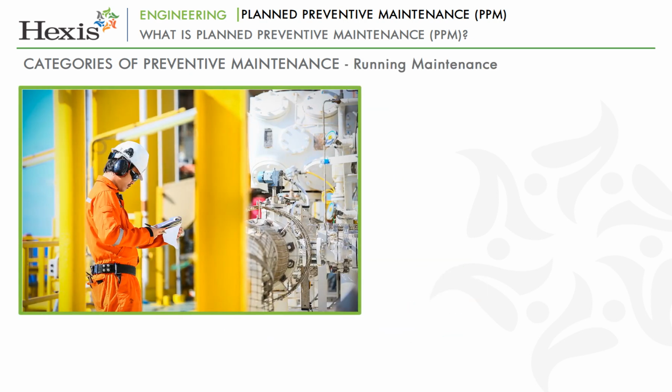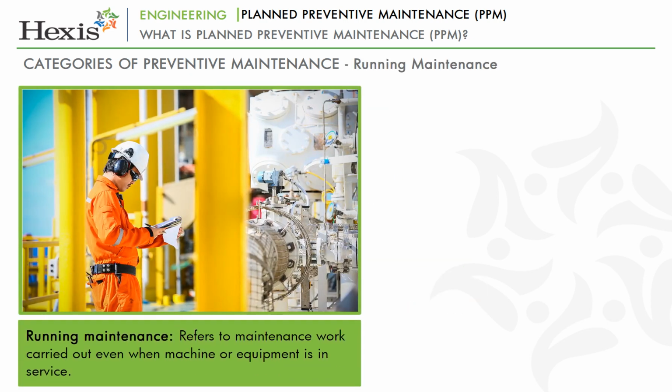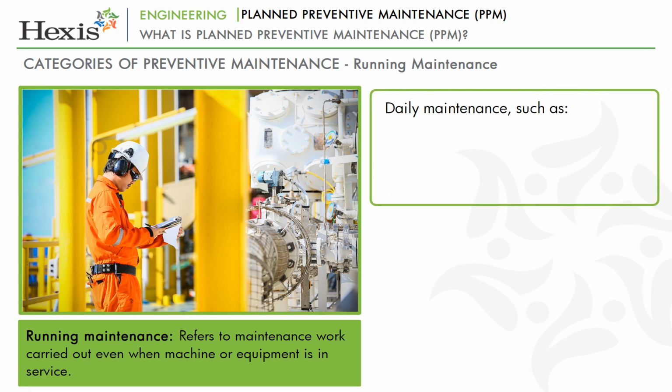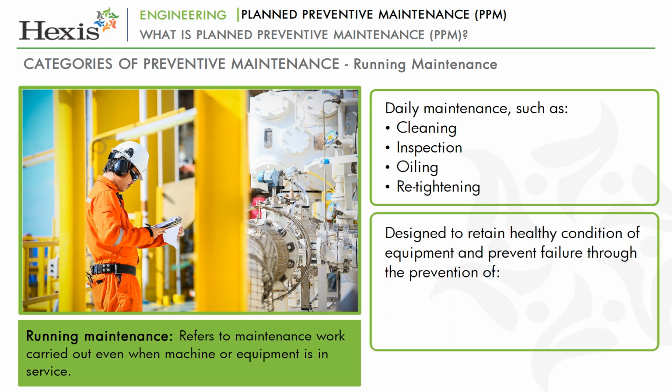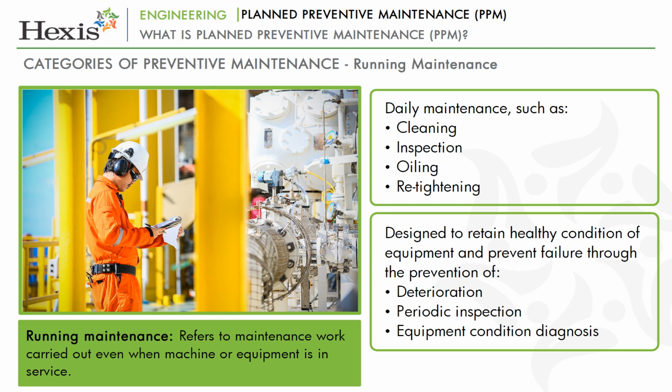Let's first learn about running maintenance. Running maintenance means that maintenance work is carried out even when the machine or equipment is in service. This is daily maintenance, cleaning, inspection, oiling and retightening, designed to retain the healthy condition of equipment and prevent failure through the prevention of deterioration, periodic inspection, or equipment condition diagnosis, to measure deterioration.